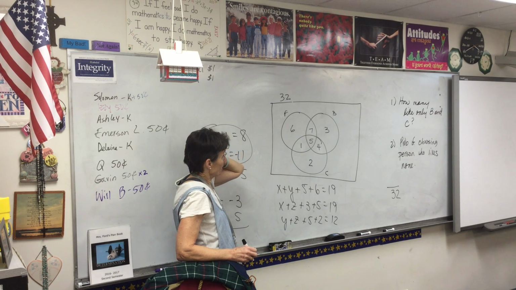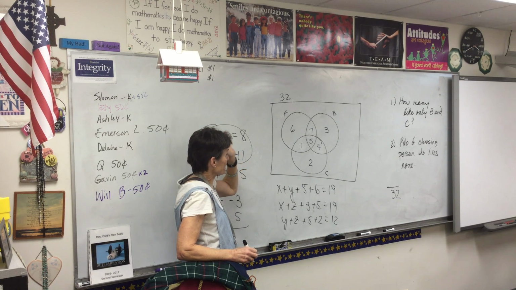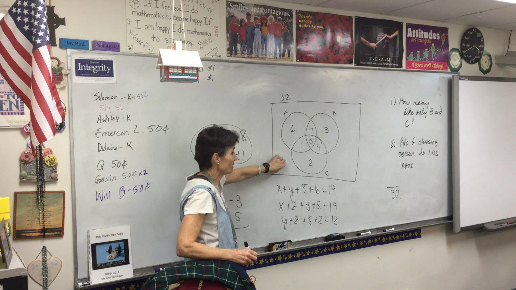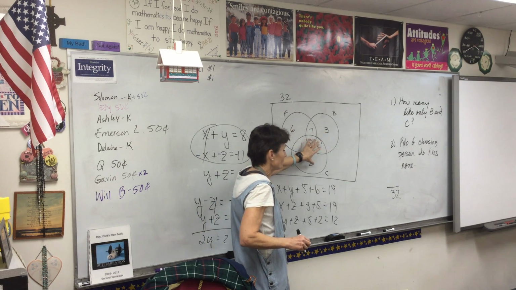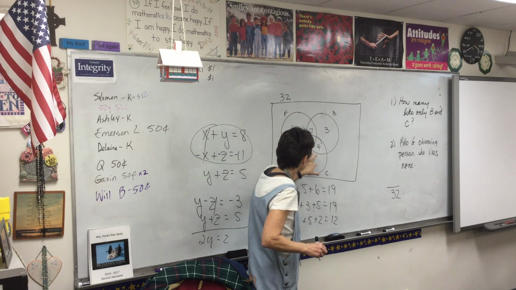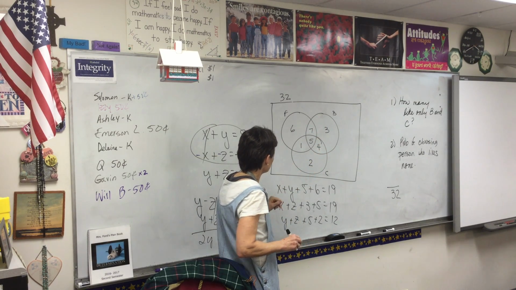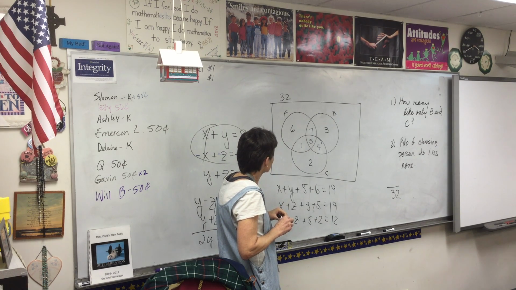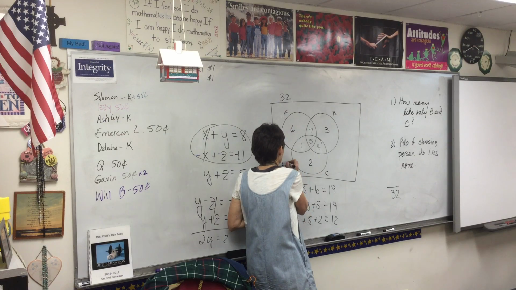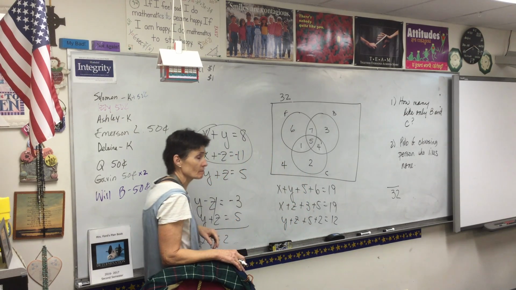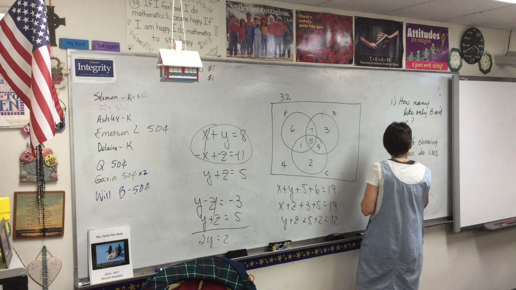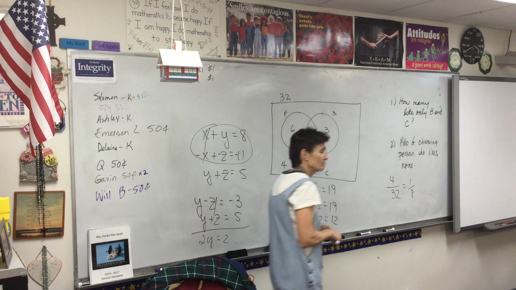Now, the people who don't like any are out here, right? And I haven't figured that out yet. So how do I figure that out? How many of them all are out here? Add all these sections up, and subtract from 32. So what is that all added up? 28. I got 28. So 4? So the probability would be 4 32nds or 1 8th.